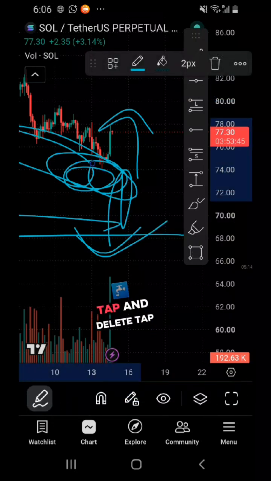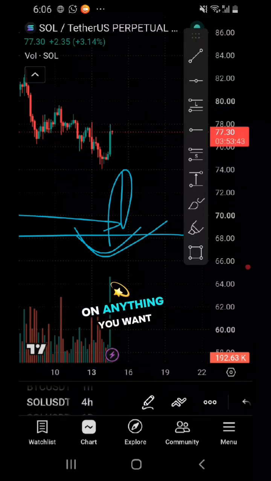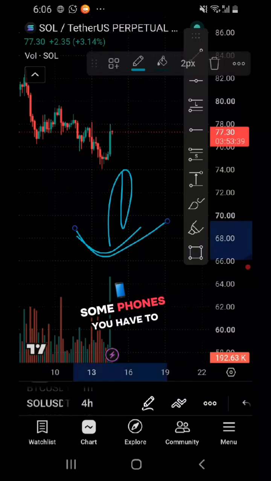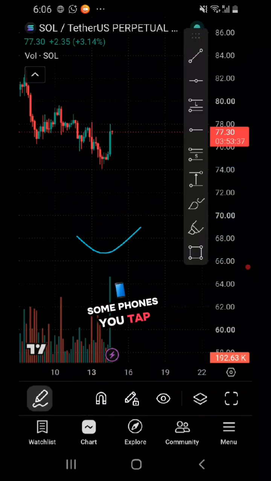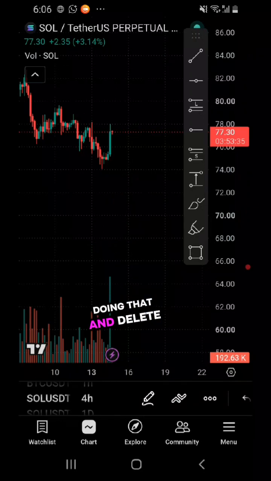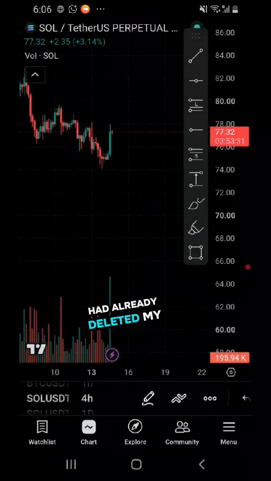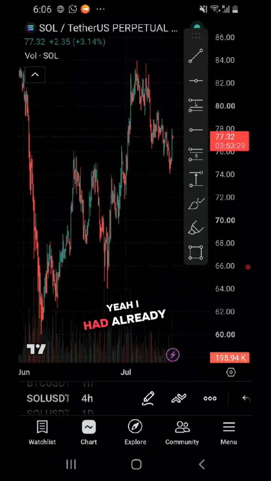Tap on delete. Tap on anything you want to delete and this basket will come. Some phones you have to tap twice, some phones you tap once. Then you keep doing that and delete. Alright, I think I had already deleted my trend line. Yeah, I had already deleted it.